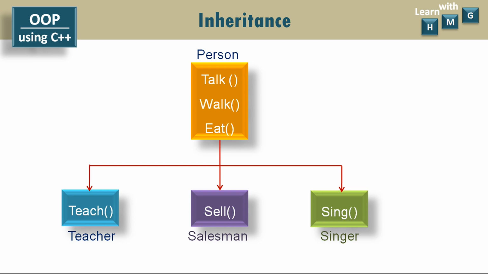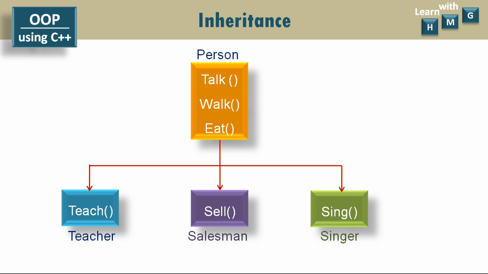Similarly, the singer class again has four combined properties: the three properties of the person class, that is talk, walk, eat, plus one property, sing, from the singer class itself. So like this, here there is reusability. What is reused here? The three properties of the person class, talk, walk, eat, are reused while creating the class teacher, then class salesman and class singer.